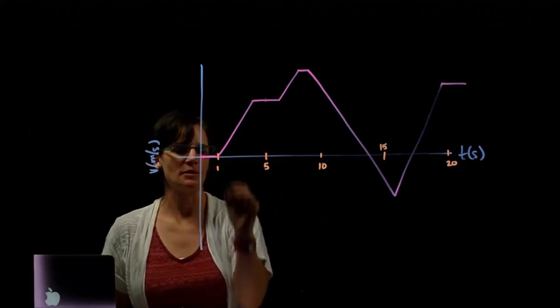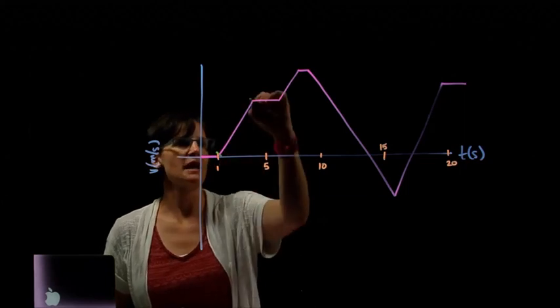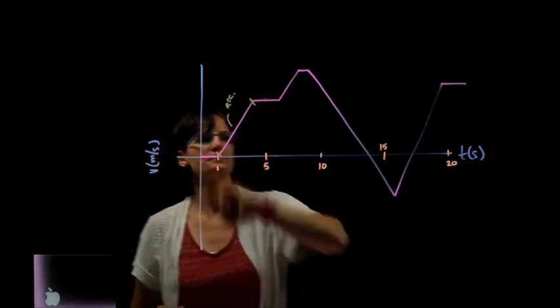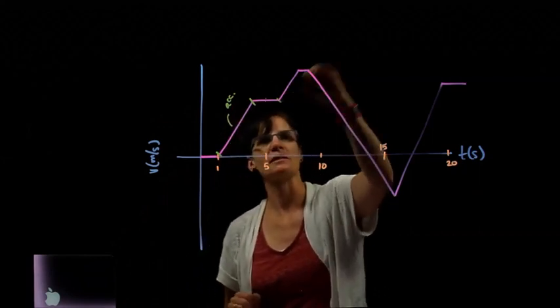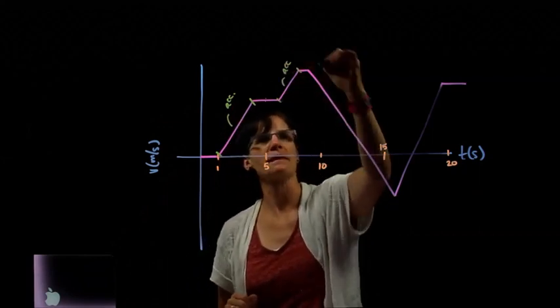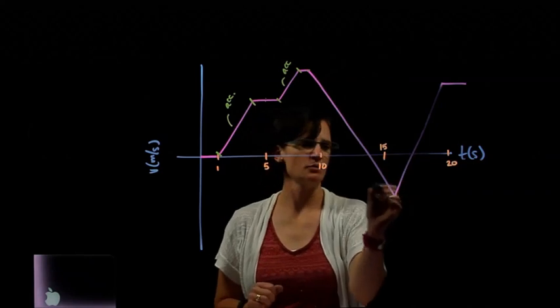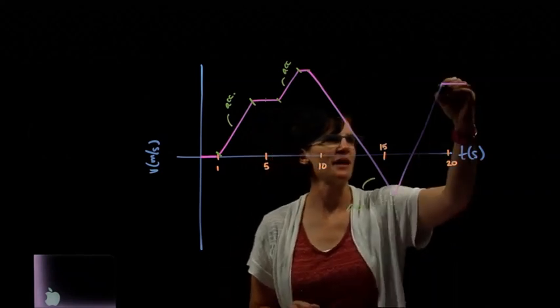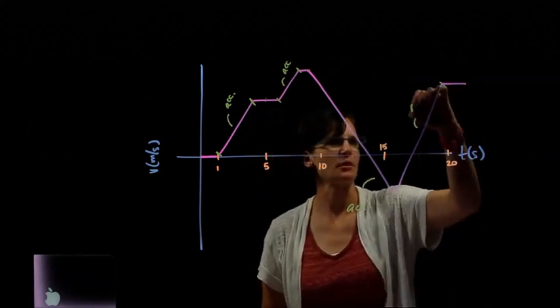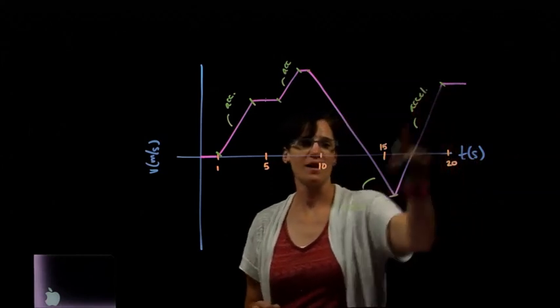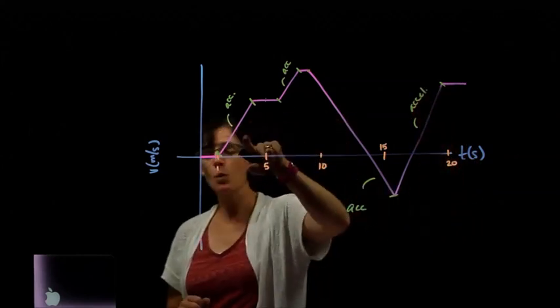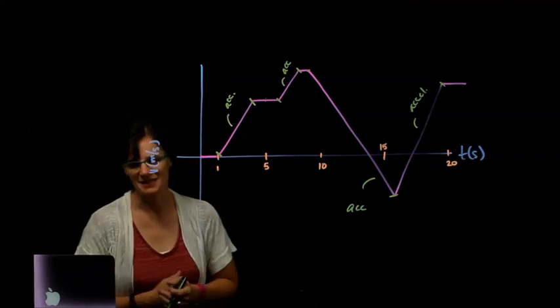So we see that between this point and this point we have acceleration. We have acceleration between this point and this point. We have acceleration between these 2 points. And we have acceleration between these 2 points. So there are 1, 2, 3, 4 different times that this object is accelerating.